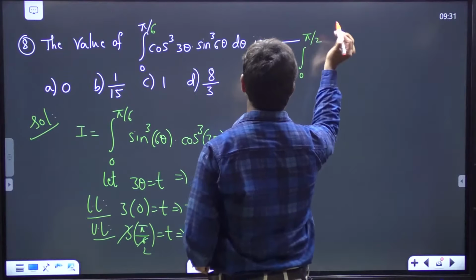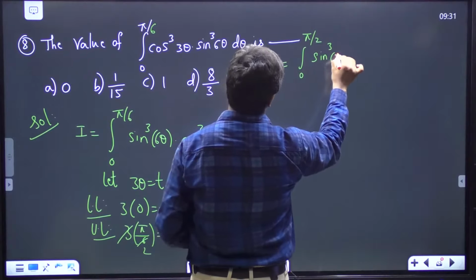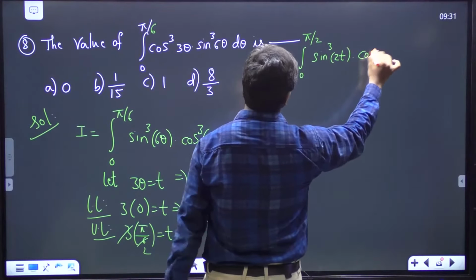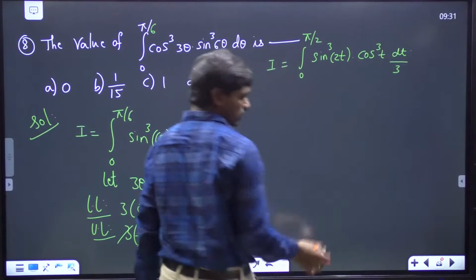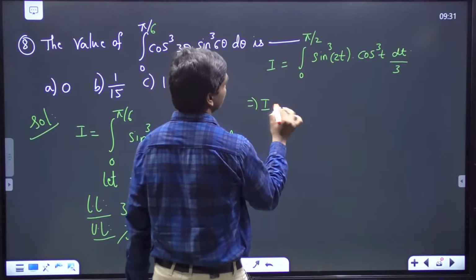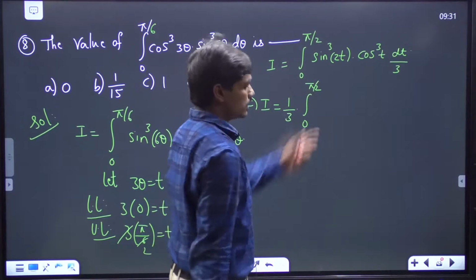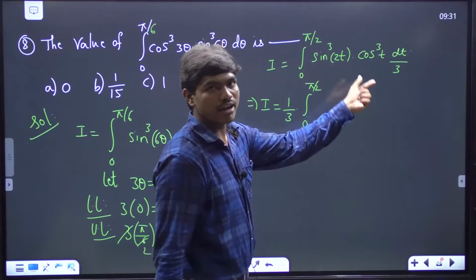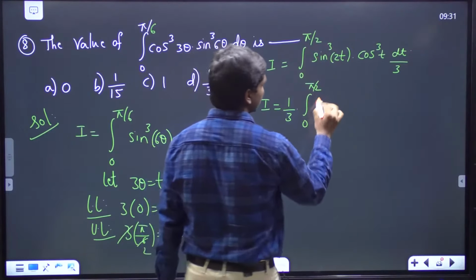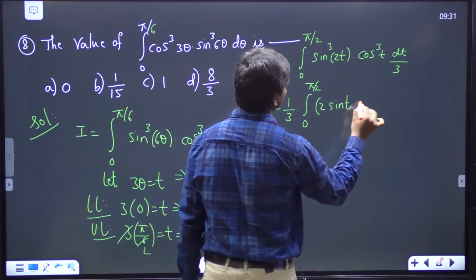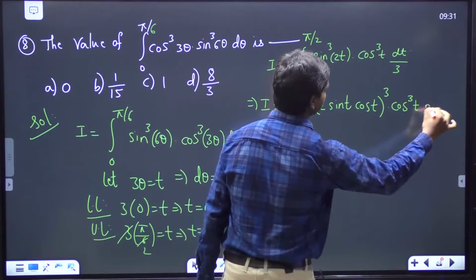So see here, if you substitute all these things in this integration, we have I is equal to the integral from 0 to pi by 2 of sine cube 6 theta, which means sine cube 2t into cos cube t dt by 3. Correct? So if I bring out the constants, 1 by 3 into the integral from 0 to pi by 2. See here, this sine cube 2t. Sine 2t we have a formulation: sine 2t is 2 sin t cos t. Correct? So writing that, 2 sin t cos t whole cube into cos cube t dt.